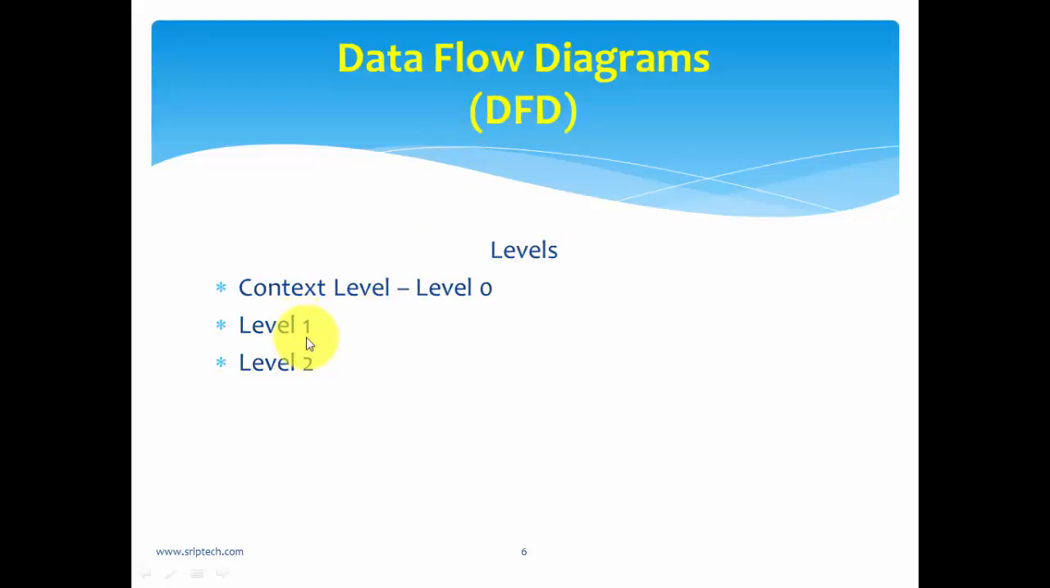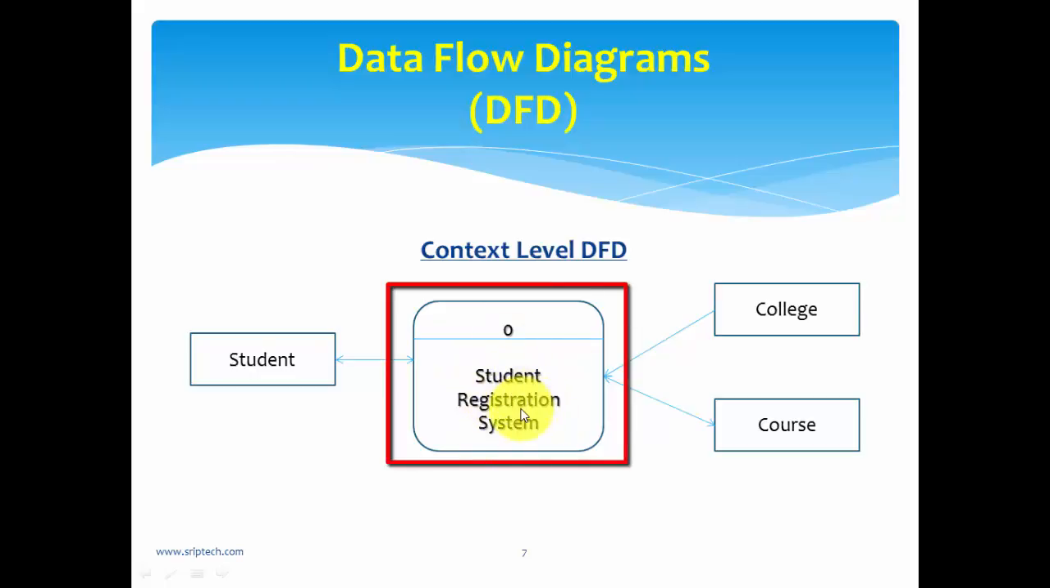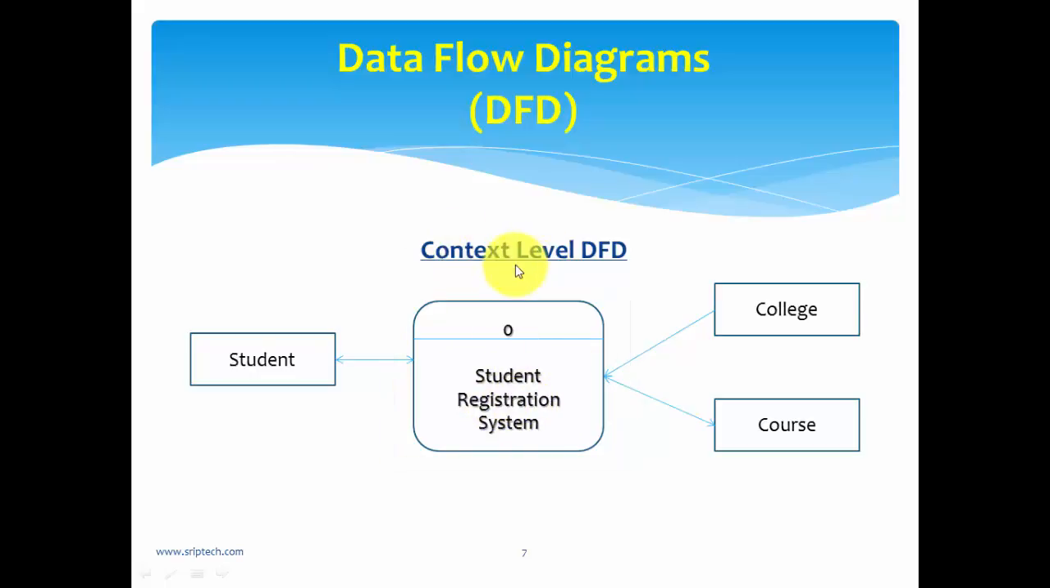As the name itself indicates, level 1 and level 2 are more meaningful representations of the context level DFD. Now this is a solid example of a context level DFD where we have taken a system called student registration system. Know that in a context level DFD I have only represented the entities, the source or sink. Student is a source here, college is a source here, and course is a source here. So they mark the boundary of the particular system called student registration system.